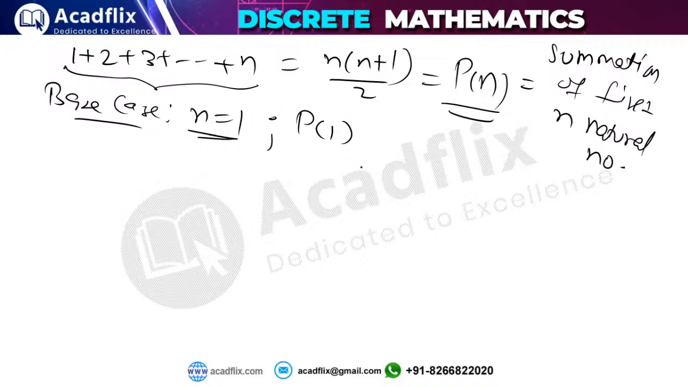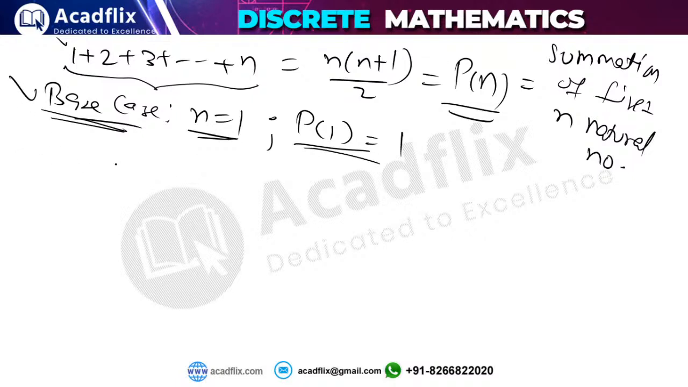So the basic case, P1. P1 means n equal to 1. When you put n equal to 1, you are saying the summation of only the first natural number, so it is 1. So this you have done very easily, P1 is true. This basic case you have done.